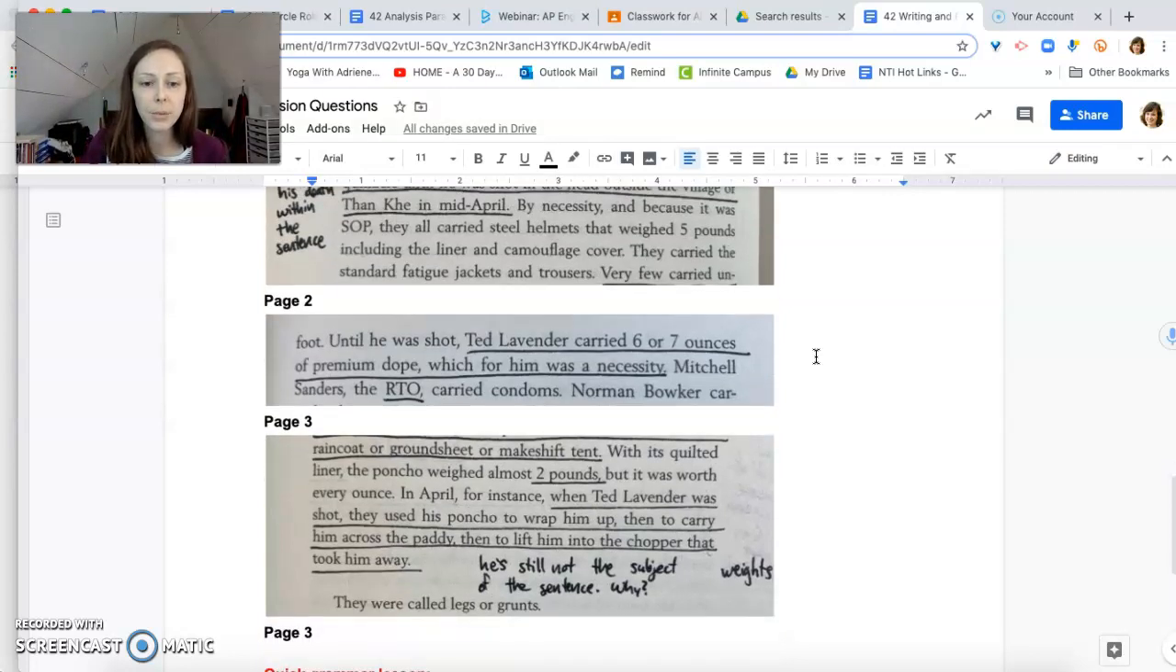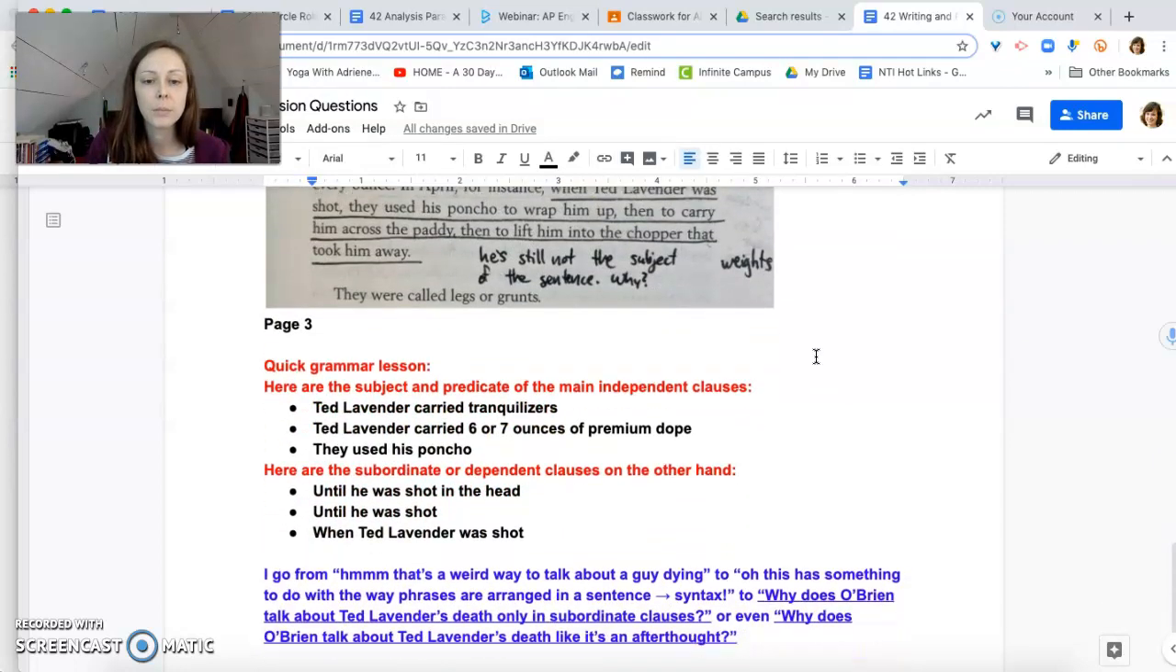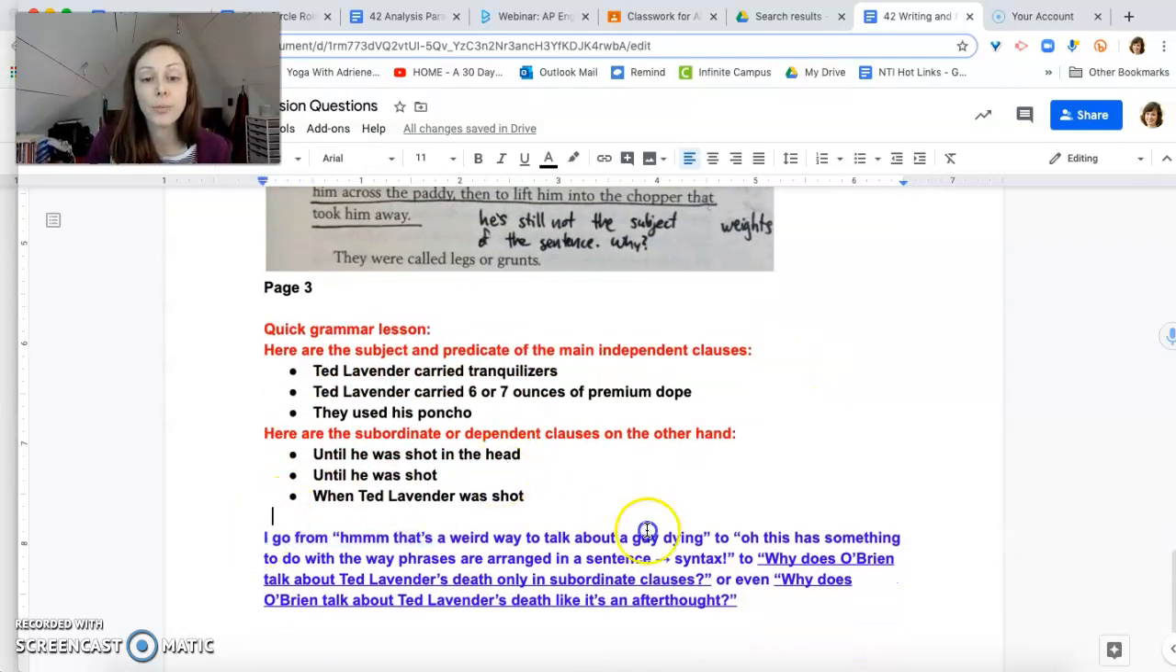But I marked it, and then my process might be to go from, that's a weird way to talk about a guy dying. Like, who was shot? It's an afterthought. Like, here's this character, and by the way, he died violently. And then if my lens is syntax and I'm focusing on sentence structure, I might go to, oh, this has something to do with the way the phrases are arranged inside the sentence. His death is tucked into the sentence, but it's not the main idea.